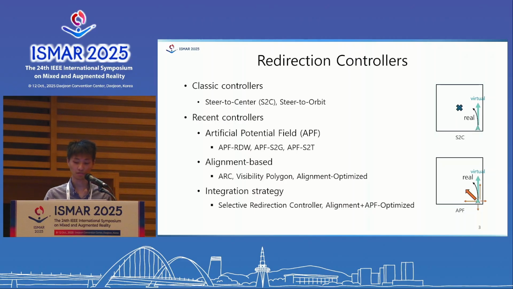Early ones, like steer to center, simply steer the user toward the center of the physical space. Among recent controllers, artificial potential field calculates repulsive force from obstacles and guides the user toward more open areas. Another improved family is alignment-based controllers. The intuition here is straightforward. If the walkable areas in the physical and virtual environments are well aligned, users can move more freely and avoid collisions. Other studies also combine or switch between different RDW techniques depending on the current situation in order to improve performance.